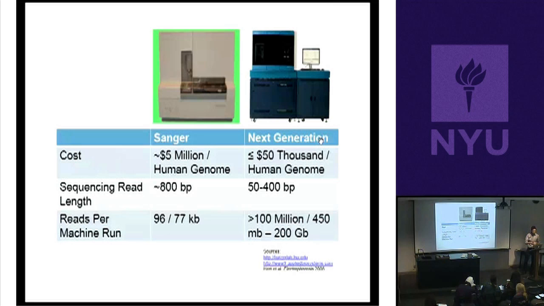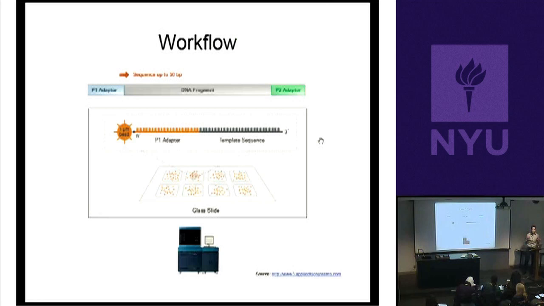So just a little bit about how these technologies work in general. You start off with your DNA, you extract it, and you chop it up into a bunch of pieces. Where's the pointer, right here. Chop it up into a bunch of pieces, and you get these small DNA fragments, okay? And that's what you want to sequence.